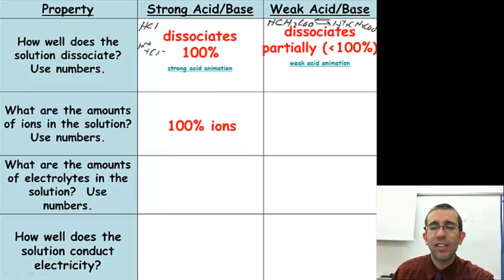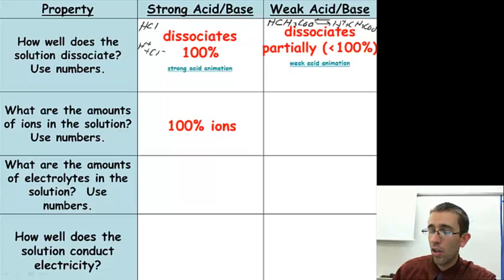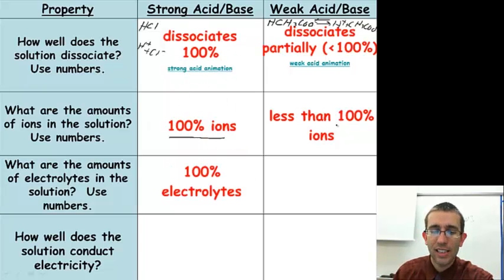Next, the amount of ions in solution. 100% of the acid or base turns into ions when it comes to strong acids and strong bases. Less than 100% for weak acids and weak bases. Next, what are the amounts of electrolytes? We consider a strong acid and strong base a 100% electrolyte solution. Weak acids and weak bases, less than 100%.